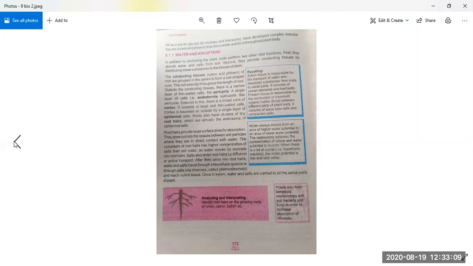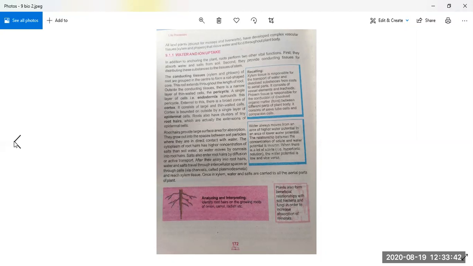Now we will discuss the structure of the root. Definitely in the second paragraph, the structure of the root is given. First we will discuss the internal structure of the root. So the internal structure of the root consists of some parts. I will tell you first the names of these parts. First is conducting tissue. Second is pericycle. Third is endodermis and cortex. Fourth is epidermis, and fifth is root hairs. So these are the parts of the internal structure of the root.